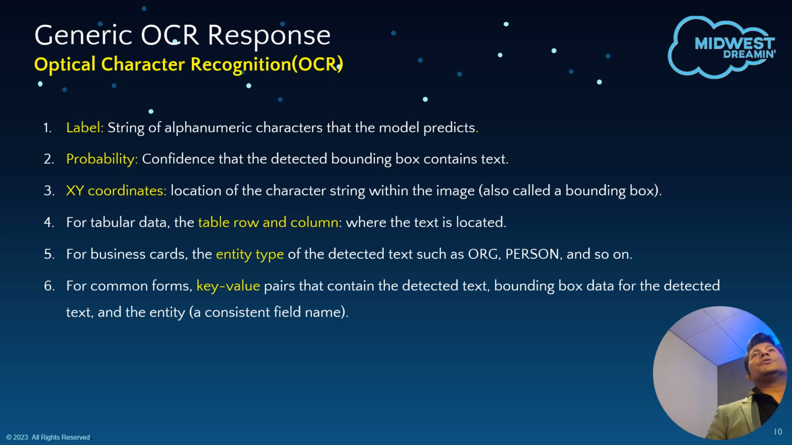So if you are using tabular data, it can try to identify the row and column. Then if you are using a business card, it can try to find the different entities like org, person, and so on. And then the final one is the forms. The forms are the most difficult ones because Salesforce inbuilt just supports a certain set of forms, which I'm going to cover a little bit later.